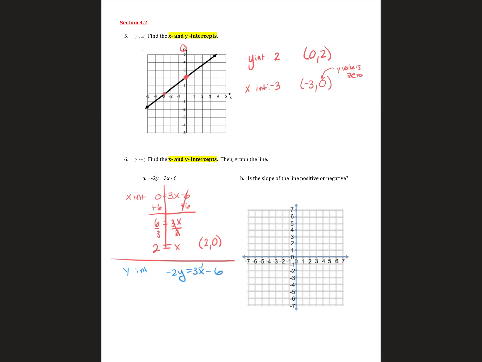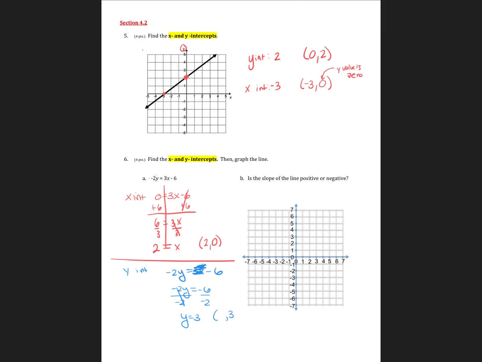So if I plug in 0 here, 3 times 0 is 0, so I'm allowed to just cross all that out. And so now I have negative 2y equals negative 6. Solve for y. Divide by negative 2, and you get that y is 3. Remember, you could put that in as an ordered pair.